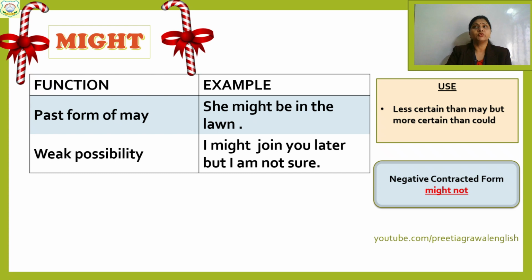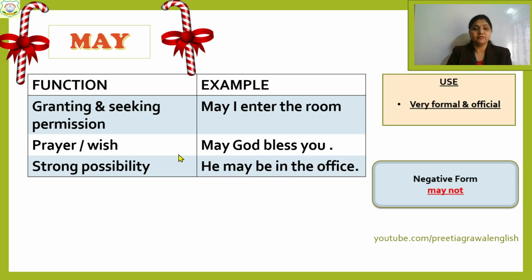See, the next one is might. Might is the past form of may. She might be in the lawn, and it has a weak possibility. I might join you later, but I am not sure. See, here in may, I have shown you that may expresses the strong possibility. He may be in the office. It means that there is 99.9% possibility that the person may be in the office.